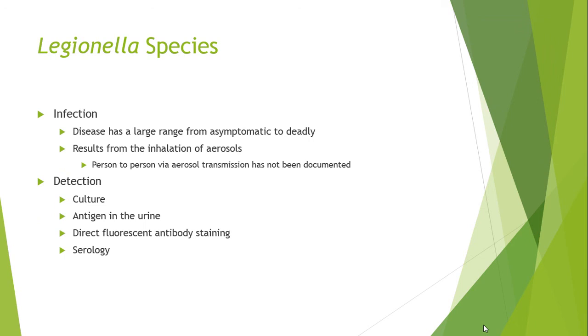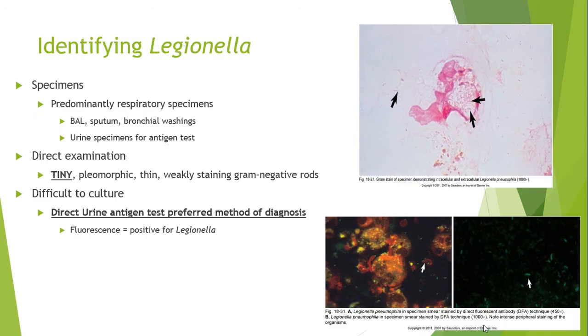Infection ranges from asymptomatic to deadly. It's spread through aerosols. Detection, we can culture it, but it's kind of difficult because it's a fastidious organism. The ideal method is antigen in the urine. So we'll get that all the time. Do you guys do them at Decatur? Do you collect them and send them out? They'll usually do the antigen test in the urine. There's the DFA, and serology can also be done.